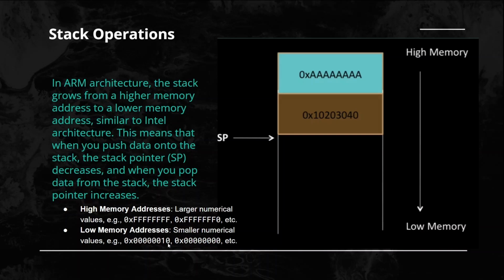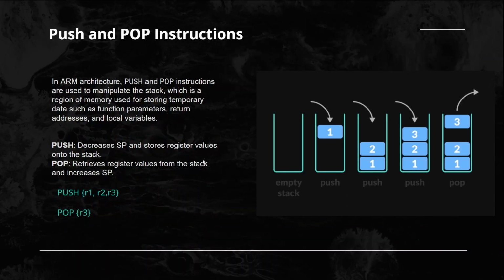Now let's look at the stack operations, that are push and pop. Push and pop instructions allow us to interact with the stack. The push instruction saves the register into the stack: it decreases the stack pointer, and then stores the specified register at the new stack location. The pop instruction retrieves the data from the stack into registers. It loads the value from the stack into the specified registers and then increases the stack pointer.